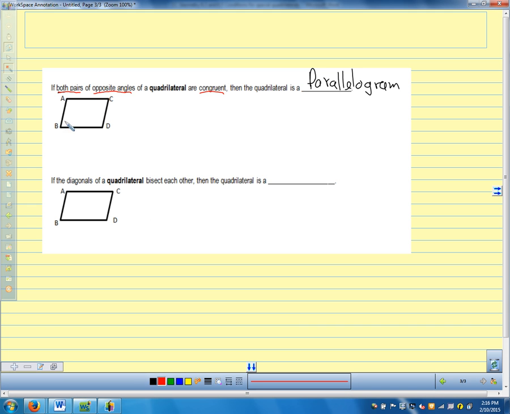So if we mark that on our figure, we would have something like this, and something like this. And if we were to write it out, we'd say that angle B is congruent to angle C, and angle A is congruent to angle D. That would be enough information to guarantee us that this quadrilateral would be a parallelogram. Both pairs of opposite angles are congruent. We're good on that one.